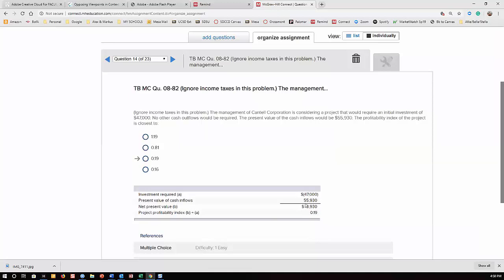Oh, okay. Okay? So then you're going to take the 8930, which is the difference between those, and divide that by your investment required. Okay, that makes sense.